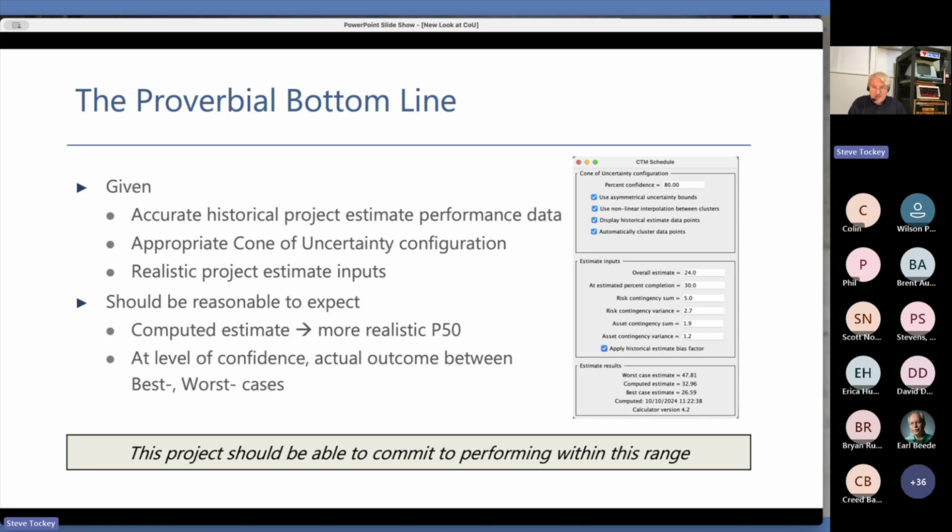So this project under these conditions should be able to make an 80% commitment. So a 4 in 5 chance that by the end of the project, the actual outcome will be between 27 units and 48 units, whatever the units are, that it would be reasonable to make that kind of commitment to the business. That's where it is.